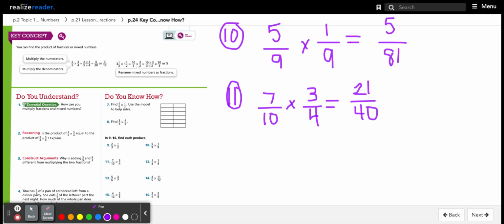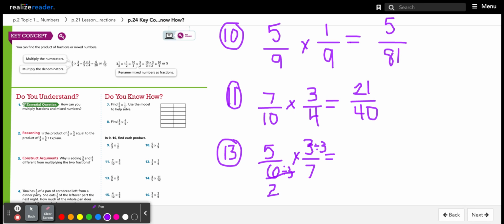And let's try one more. We're going to try number 13. Number 13 says 5/6 times 3/7. What do you get? What's your final answer for number 13? So I notice that I can simplify before multiplying. 6 and 3 can both be divided by 3. So 6 divided by 3 is 2. 3 divided by 3 is 1. Now I'm going to multiply straight across. 5 times 1 is 5. 2 times 7 is 14.